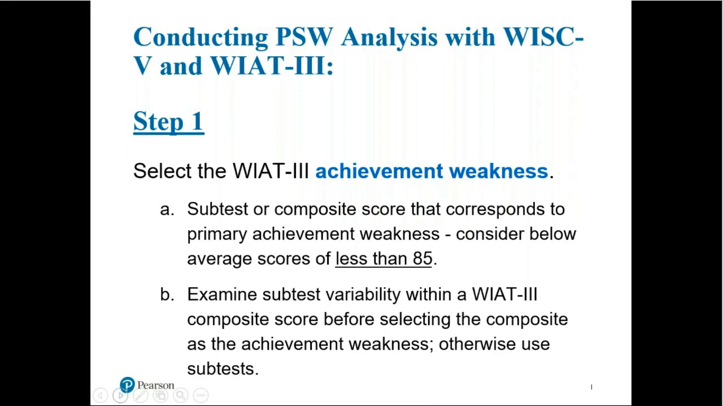above 85. And we do indicate that you should probably examine some of the subtest variability within the WIAT if you are selecting a composite score, just because sometimes when there is great variability at the subtest level, it can kind of even out those and you don't get the full picture at the composite level. So if you look at the total reading score, for example, but you see that there's quite a lot of variance underneath that score, then you might be better off to use the individual subtest.